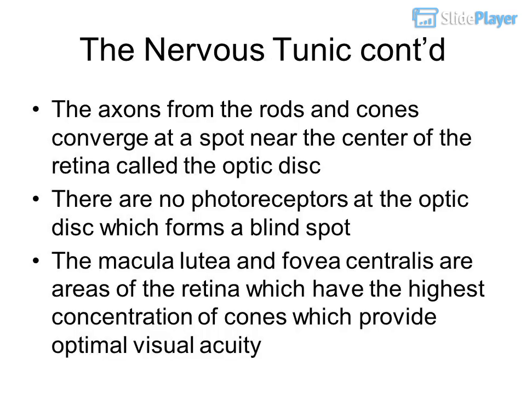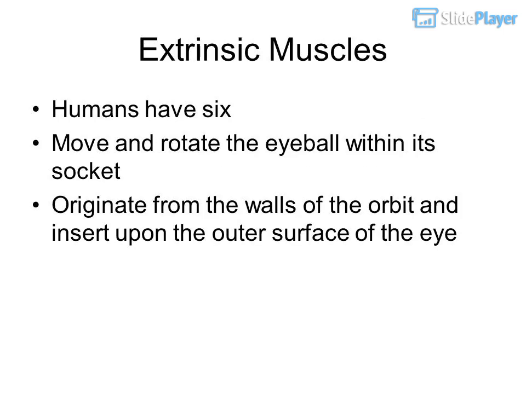The Nervous Tunic continued. The axons from the rods and cones converge at a spot near the center of the retina called the optic disc. There are no photoreceptors at the optic disc, which forms a blind spot. The macula lutea and fovea centralis are areas of the retina which have the highest concentration of cones, which provide optimal visual acuity.